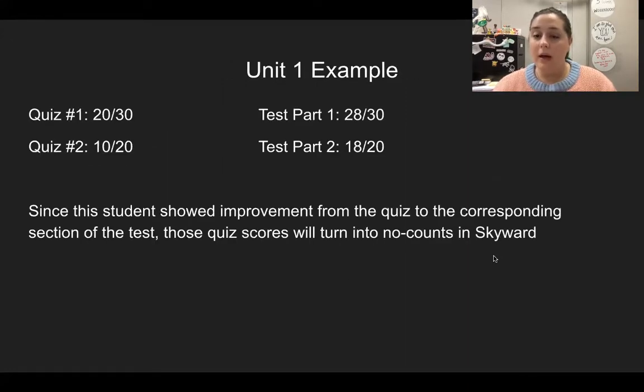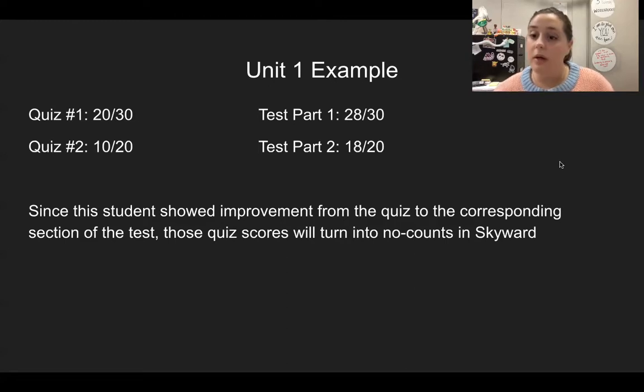What is a little bit different than in years past, as we incorporate a lot of standard-based grading, is this chance for not necessarily a retake, but a redo. This is an example from Unit 1. In Unit 1, we have 2 quizzes. Quiz number 1 was worth 30 points. Quiz number 2, which they're taking today, is worth 20 points. Let's say this student got a 20 out of 30 on quiz number 1 and a 10 out of 20 on quiz number 2.